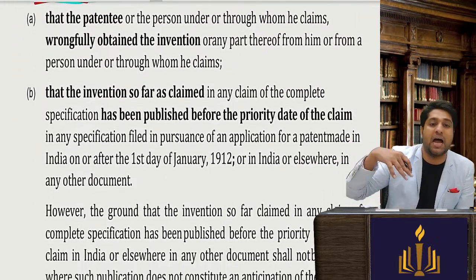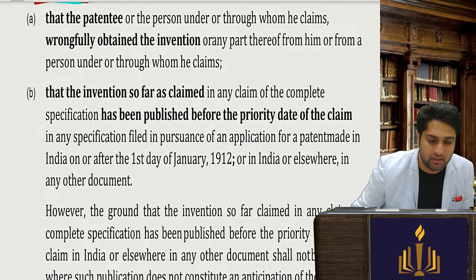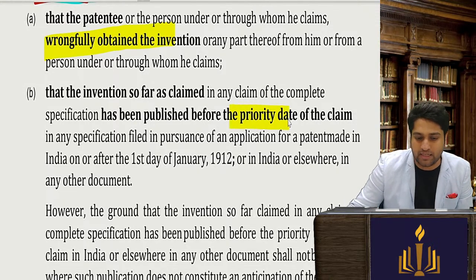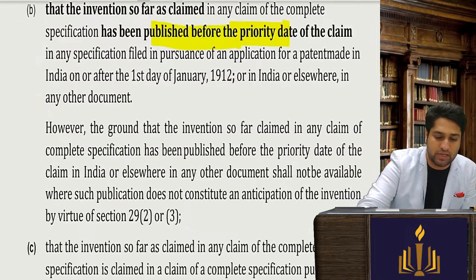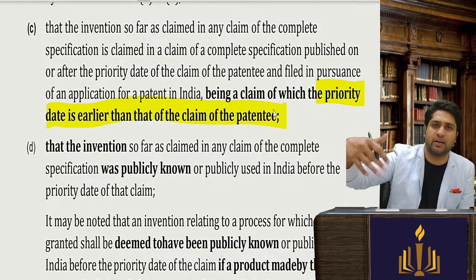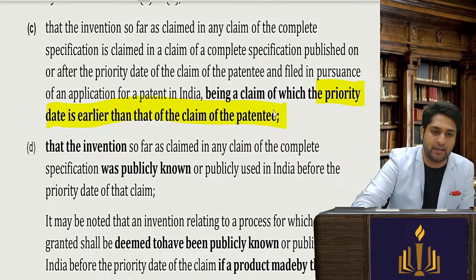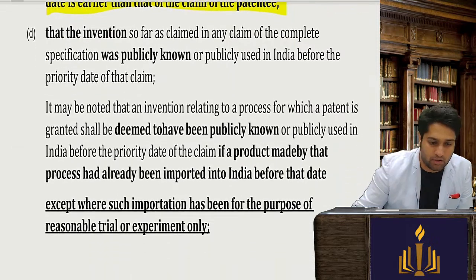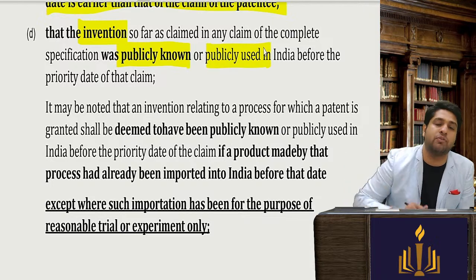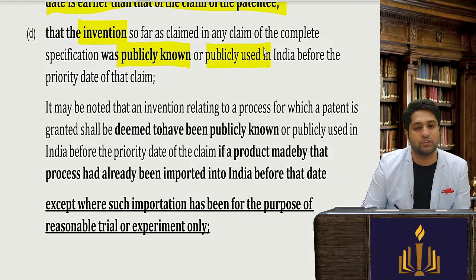Again, the grounds are absolutely the same, a replica. Wrongfully obtained was there. It has been published prior, also there. It is in the priority claim of someone else, where another person already has an earlier priority date. The invention was publicly known or publicly used in India before the priority date. Everybody was using the product.